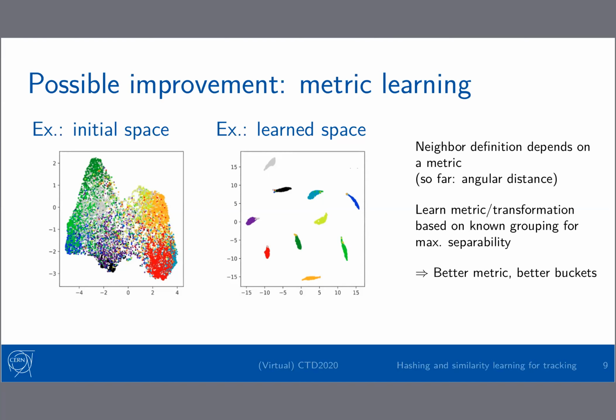Here you see an artificial example where on the left you have the initial space with the different color-coded groups interleaved, and by applying an appropriate transformation into a learned space, you can then much better separate them. So if you have a better metric, you can better separate, you have better buckets, you have better tracking. The question is, does that actually work for the data that we have?